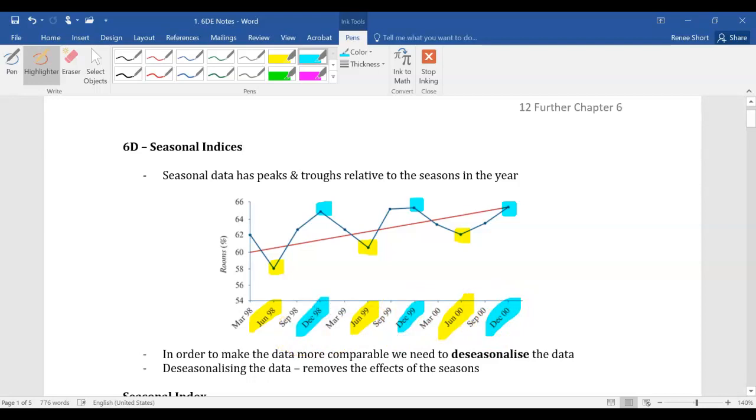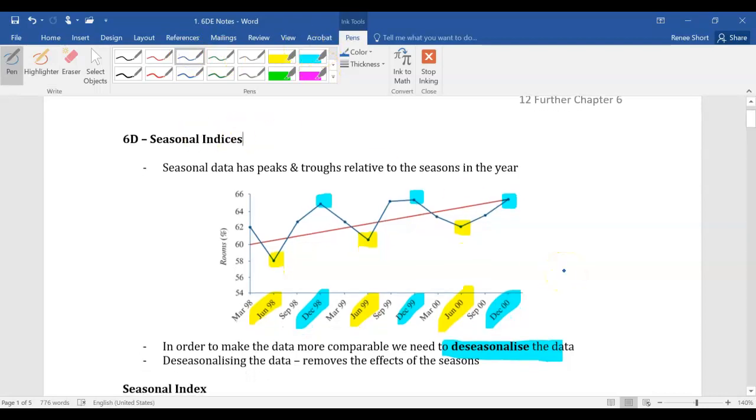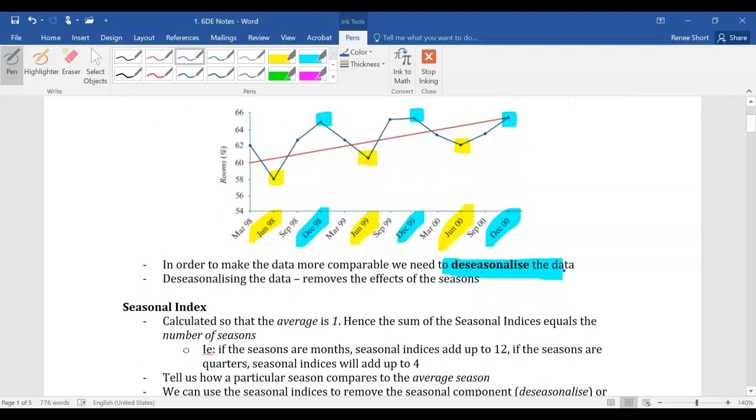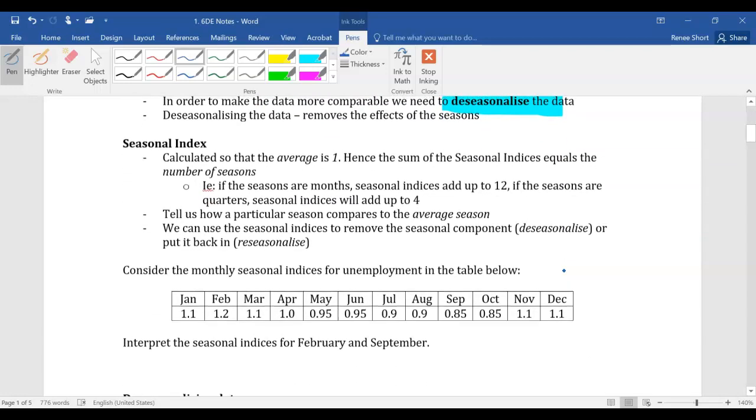Remember, we spoke about people tending to travel in the summer holidays, for example, so we're going to have more occupancy in a summer month compared to a winter month. Now, whilst this is good, for a business trying to analyse how they're doing across the whole year, these peaks and troughs hide an underlying trend, which is that red line that has been drawn on. So the process of seasonal indices is actually to de-seasonalize the data, which removes the effects of the seasons and tries to show us the underlying trend that's taking place so we can then have a better analysis of the situation.